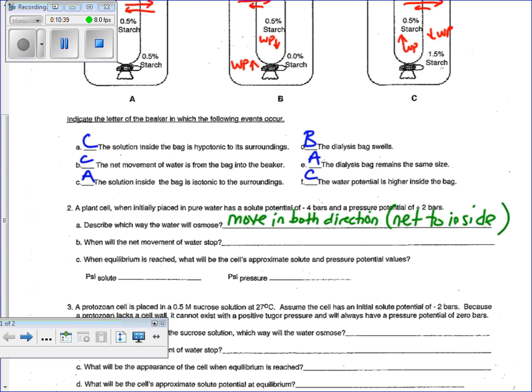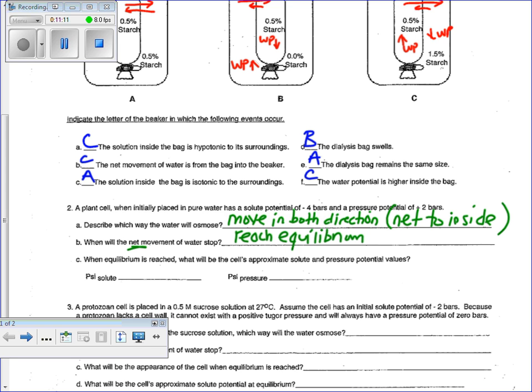And we already asked this question a second ago. When will the net movement of water stop? When you reach equilibrium. Notice it says net movement will stop. And total water movement doesn't stop. You just get to a point where you have equal exchange. Water will continue to move in both directions at all points. All right? So when equilibrium is reached, what will be the approximate solute and pressure potential values?